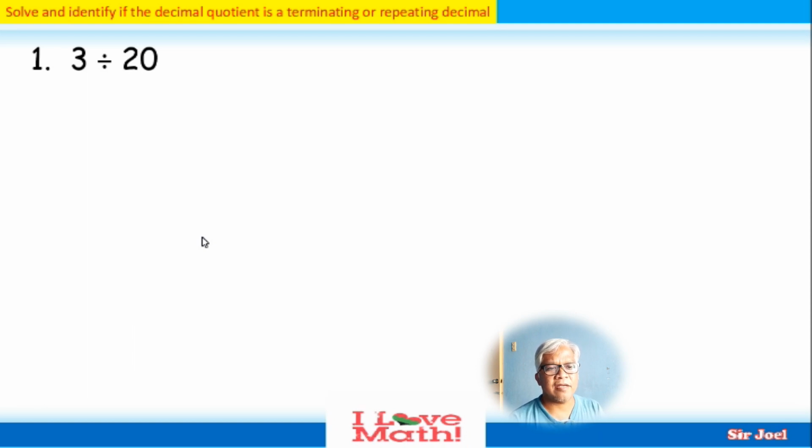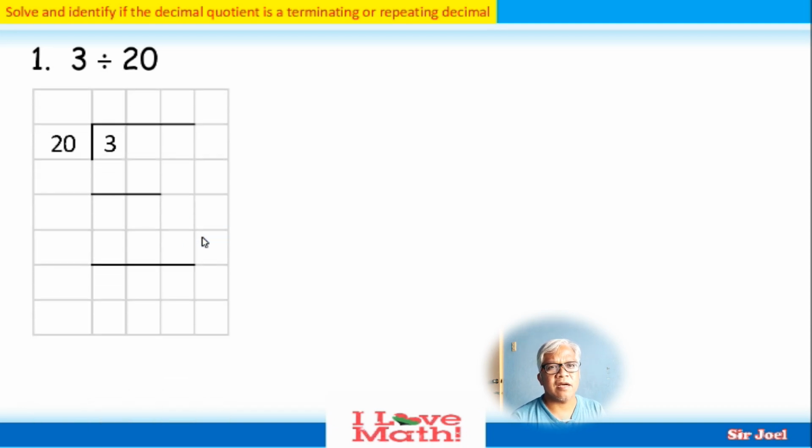So, syempre pa, i-divide natin ang 3 by 20. 3 ang nasa loob, 20 ang nasa labas. So, how many groups of 20 are there in 3? Obviously, wala. Kaya lalagyan natin ng 0 on top. Then, after this, put a decimal point after nung 3 and add 0. So, our new problem now is 30 divided by 20.